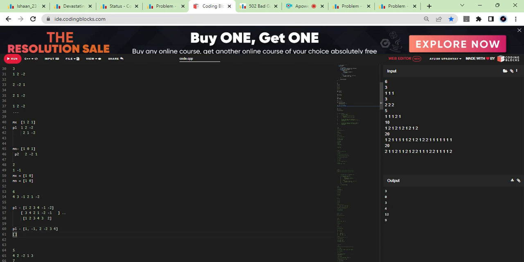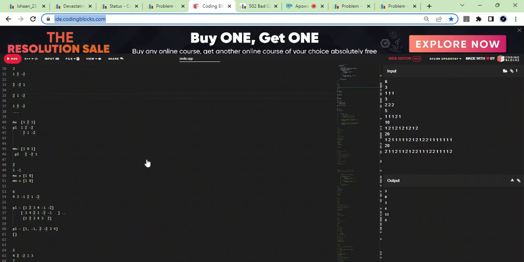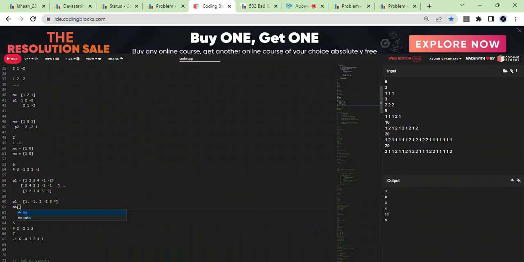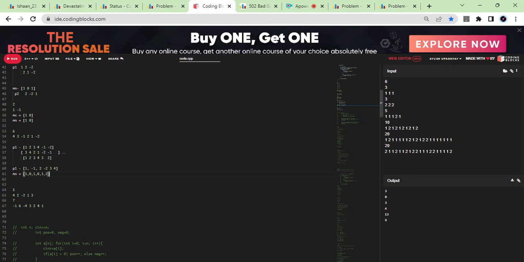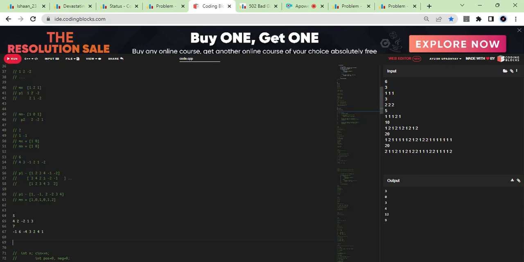Sorry, the mn corresponds to what's happening, 1 0 1 0 1 2. This is the thing, and so on. Not doing more test cases. Let's just move towards this one.